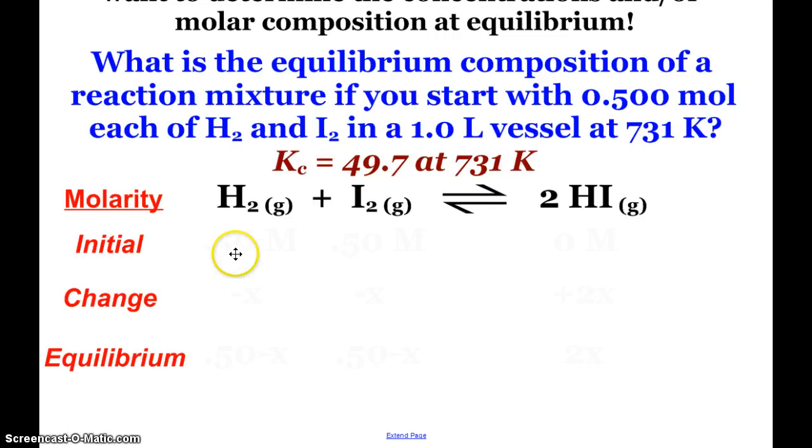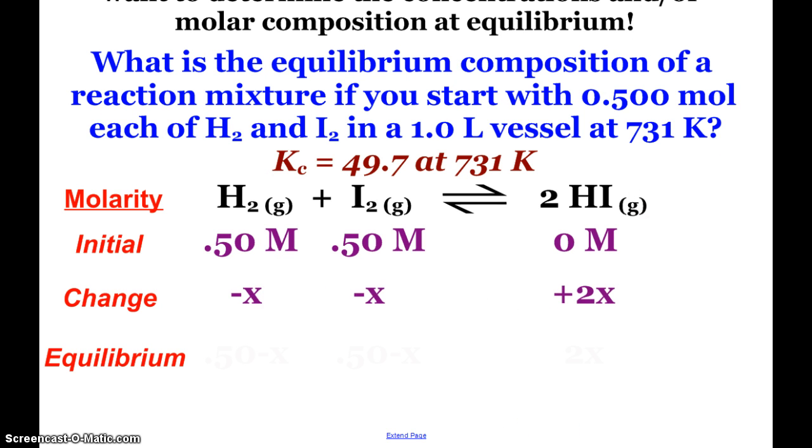So initially, we have 0.5 molar for my hydrogen and iodine, 0.5 moles in 1 liter, and there's no hydrogen iodide. Change, of course, comes from my coefficients, so the reactants are minus x, product plus 2x. So that means at equilibrium, I'm going to have these concentrations: 0.5 minus x for my reactants, 2x for my product.